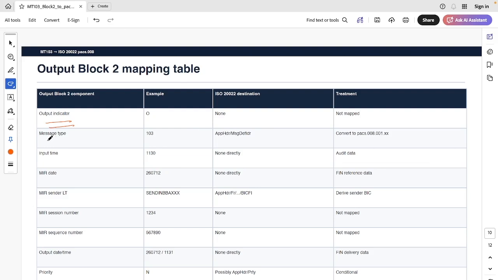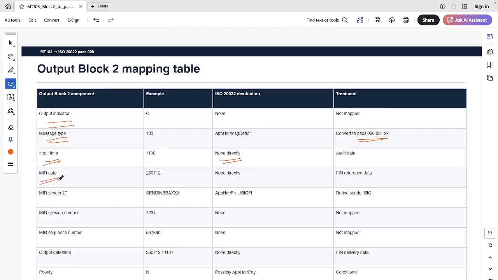The next component is the message type. As with the input block, we do not copy 103 directly into the ISO header. Instead, we translate the message definition to the equivalent message, which is pacs.008 with a version number. Then the third is input time. This does not normally have a pacs.008 equivalent. There is no mapping for input time. It may be retained as audit or migration metadata.